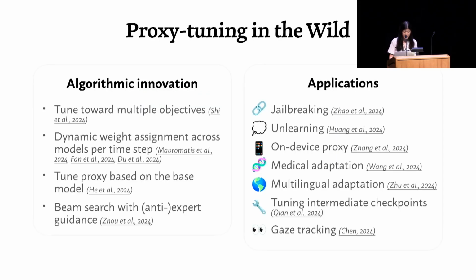And it's been really exciting to keep up with work that has built on proxy tuning since we archived it in January. So this includes further algorithmic innovation. One direction that we noticed in particular was about how to dynamically assign weights at inference time to a large set of models. One of these papers, Pack of LLMs, was presented yesterday at COLM. There have also been many successful applications of proxy tuning, such as for jailbreaking, unlearning, adaptation to on-device data, and so on.